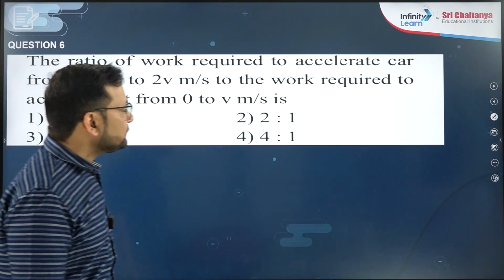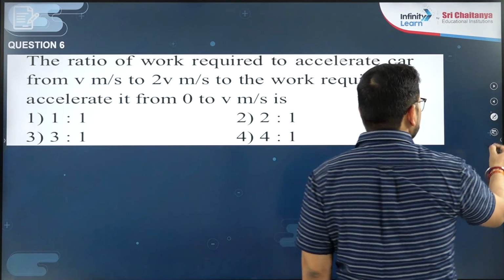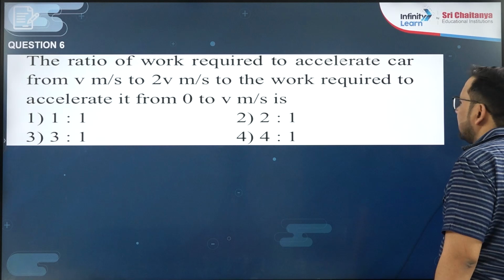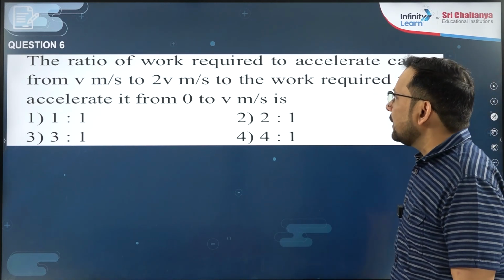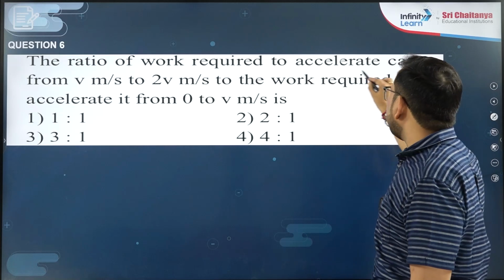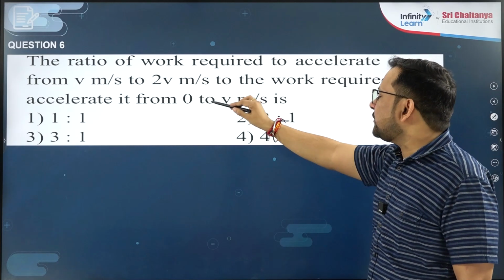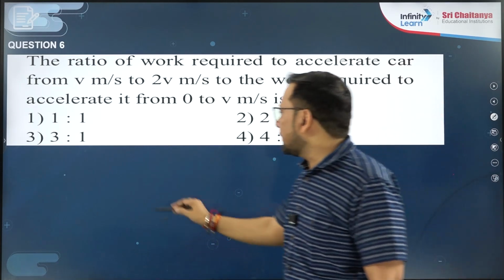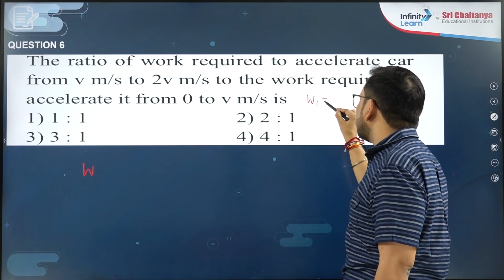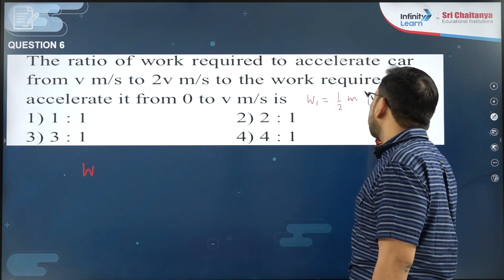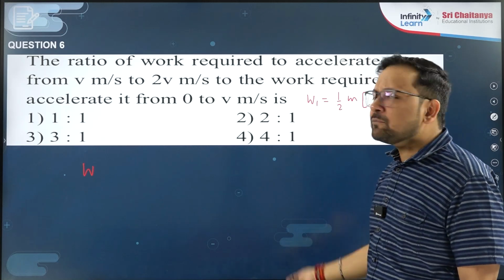See this question again. Have a look. What this question is saying is that speed change or height change works here. Ratio of work required to accelerate a car from v to 2v. v to 2v, that is work 1. When I am doing work 1, please have a look. Work 1 is half m, final minus initial. Why am I so sure?